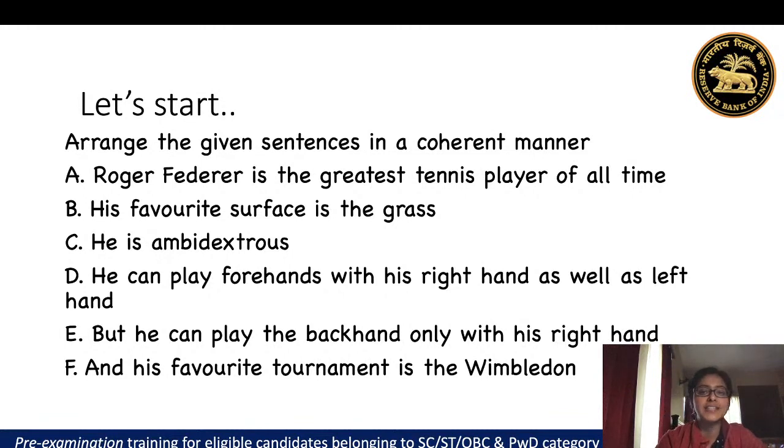So Roger Federer is the greatest tennis player of all times. His favorite surface is the grass. He is ambidextrous. He can play forehands with his right hand as well as left hand. He can play the backhand only with his right hand. And his favorite tournament is the Wimbledon. Wimbledon is a tennis tournament, a well known tennis tournament, right?